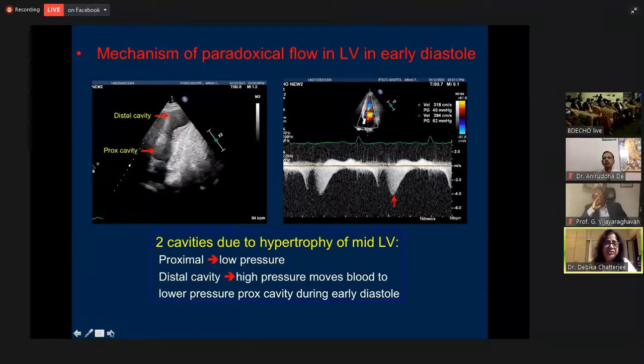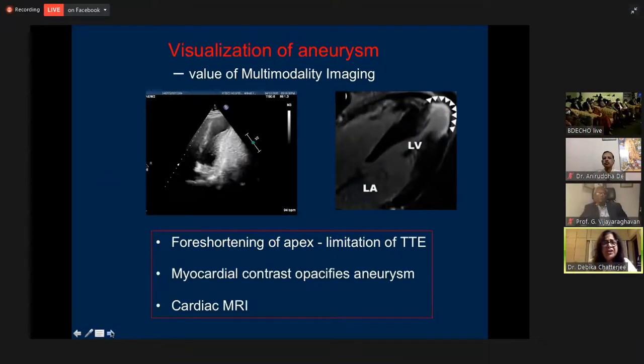concealed aneurysm. Now, visualization of the aneurysm by transthoracic echo is challenging. As you have seen, I missed it initially because of the abnormal Doppler signal. I tried and ultimately I got it. So foreshortening of the apex is a problem, and if we use myocardial contrast, it will opacify the aneurysm and the diagnosis becomes easier. However, it is the cardiac MRI which can pick up the aneurysm very well, and there lies the value of multimodality imaging, and the MRI is never going to miss this type of aneurysm.